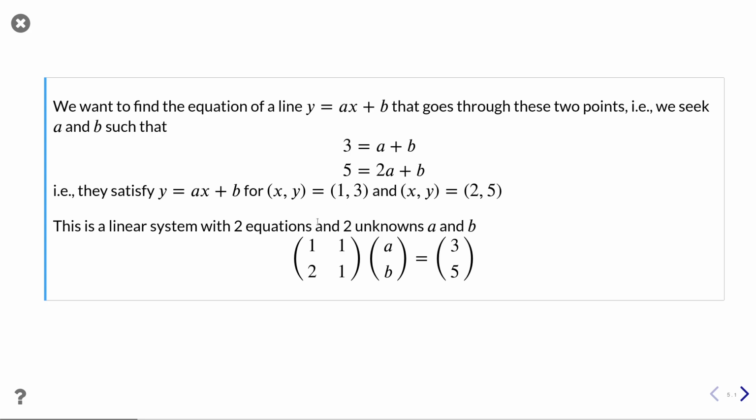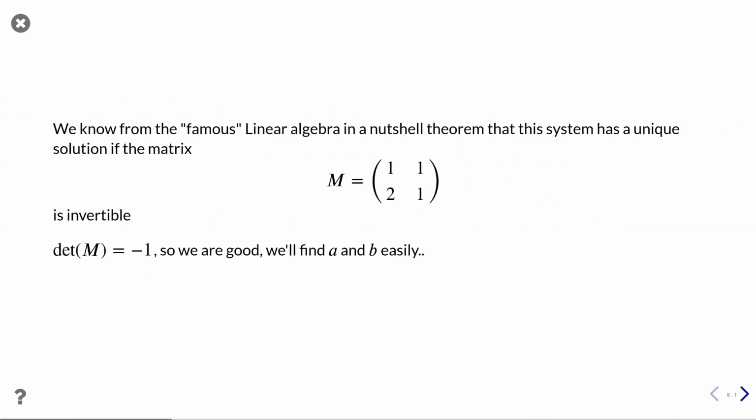Therefore, we write this in matrix form. So the matrix is the coefficients in front of a and b. The unknowns are a and b. And the right-hand side is 3 and 5. So we've transformed this problem into a problem of solving a linear system, and you know what happens.